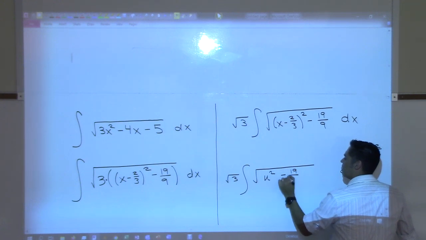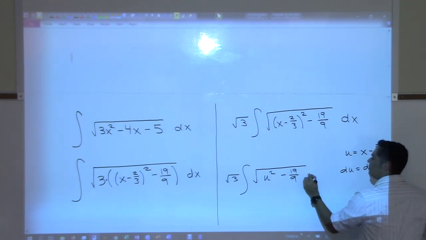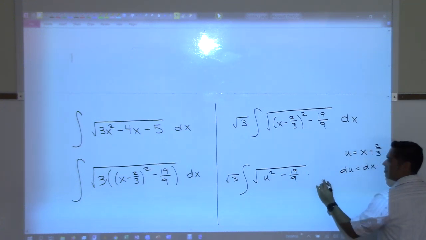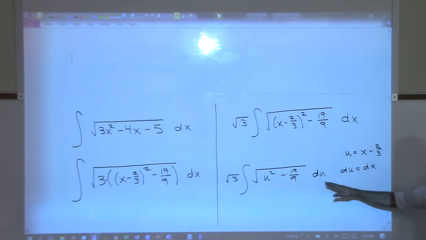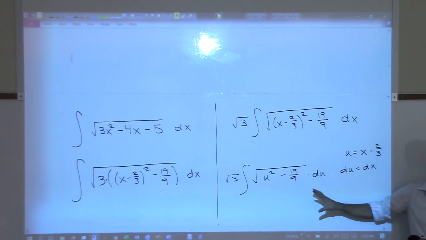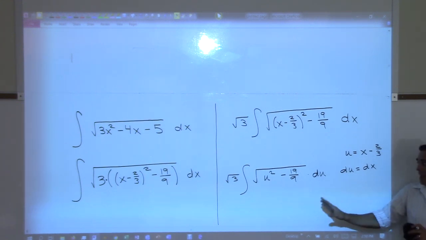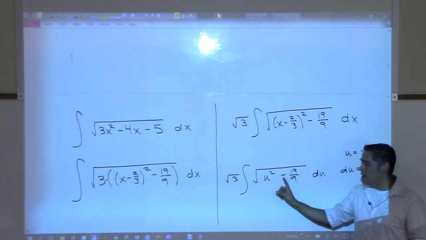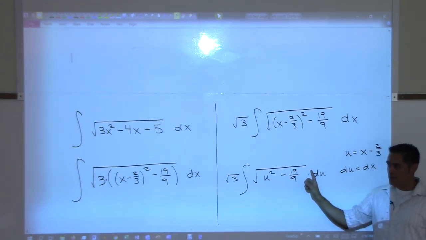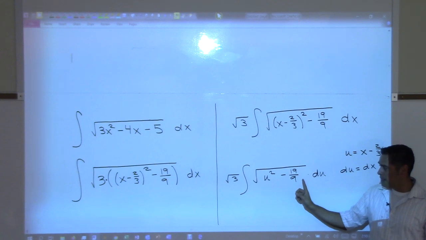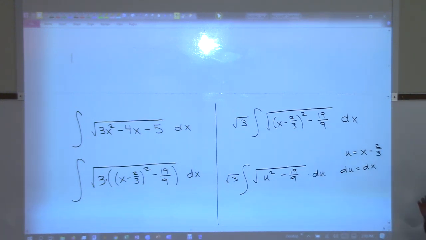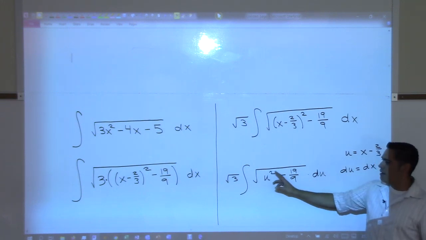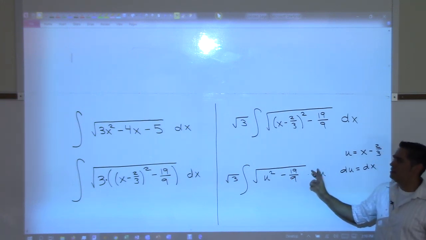Minus 19 ninths. And then we have times dx, but dx is du. Now, doesn't this look like the formula? But instead of x, we have u. So this looks like u squared minus a squared, right? U squared minus a squared. So what is the trig sub that we do when we see variable squared minus a squared?